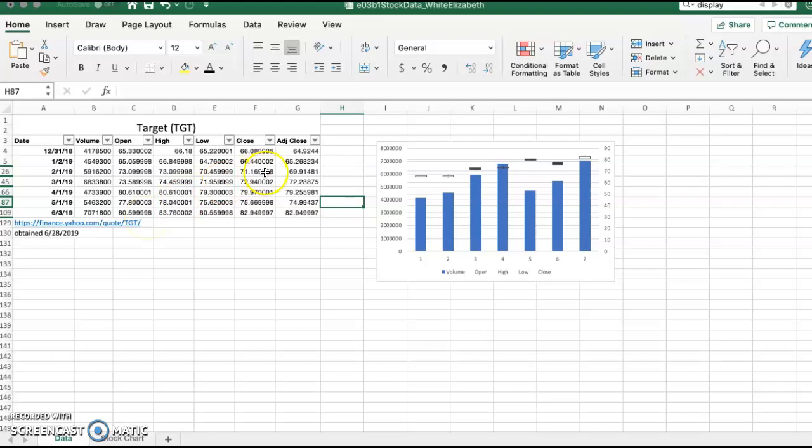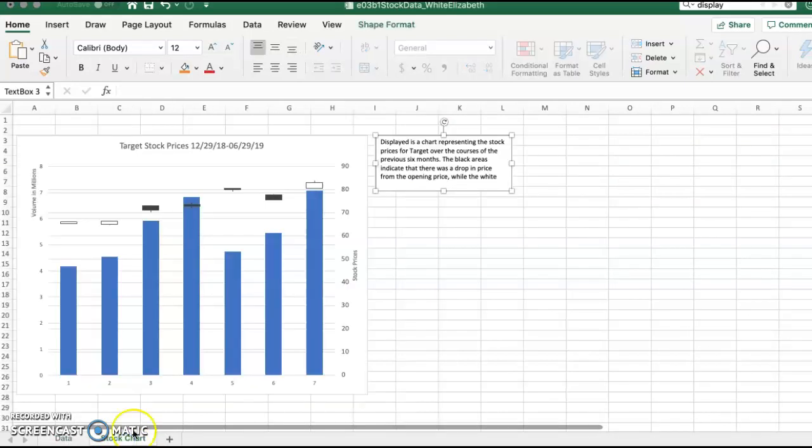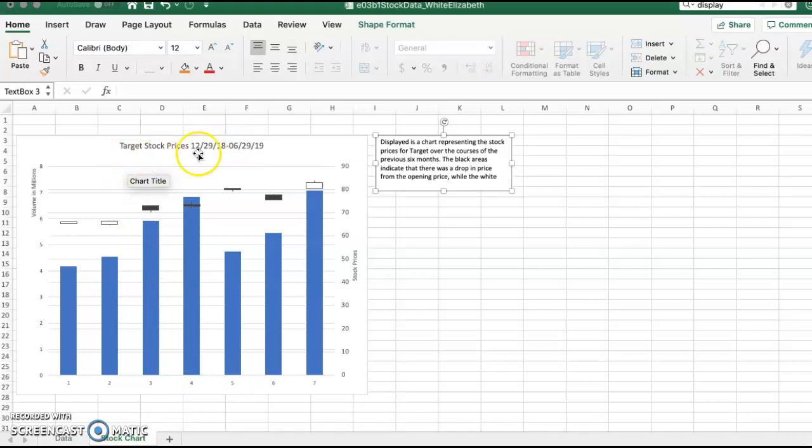I had never heard of, I believe it's called, the high-open-close charts, which I thought was really interesting because it's perfect for stocks. I created that here, and it's better looked at in this second sheet that I named Stock Chart. Here you have what I named the Target Stock Prices for the last 6 months, and over the course you have these squares.